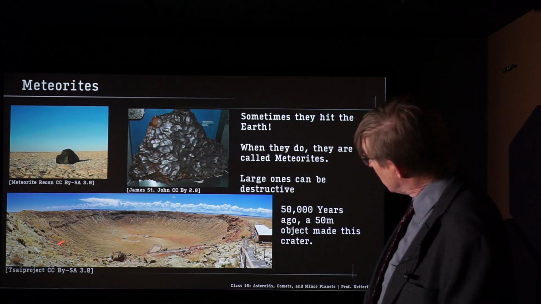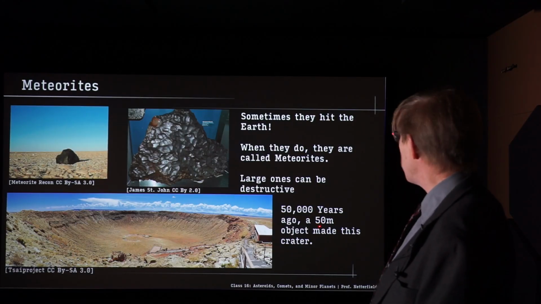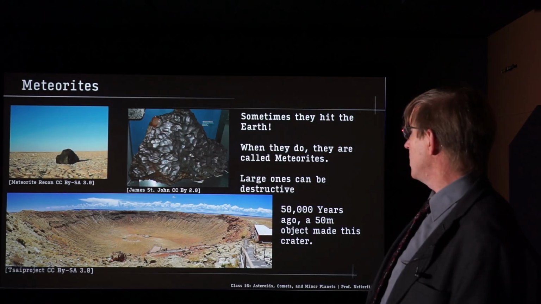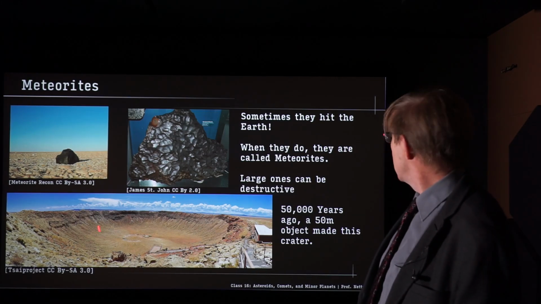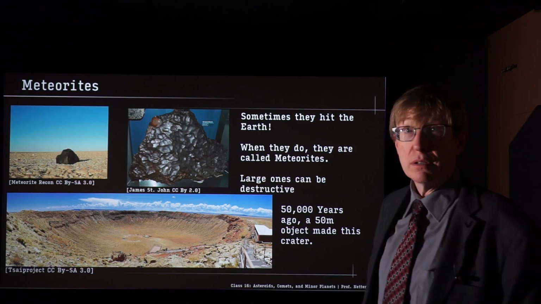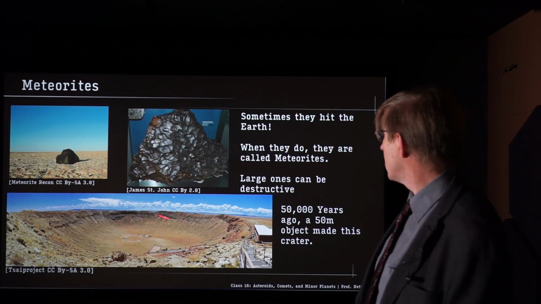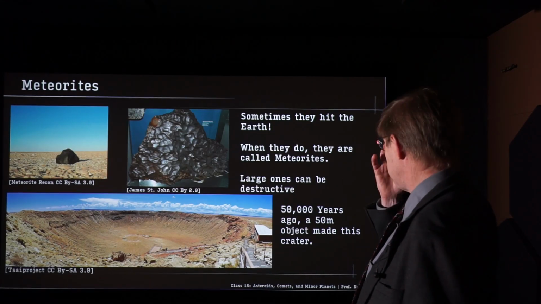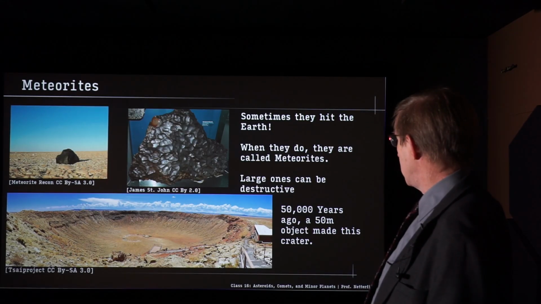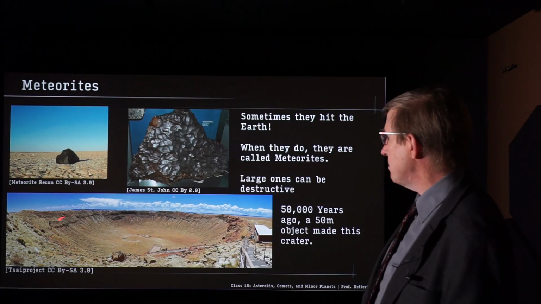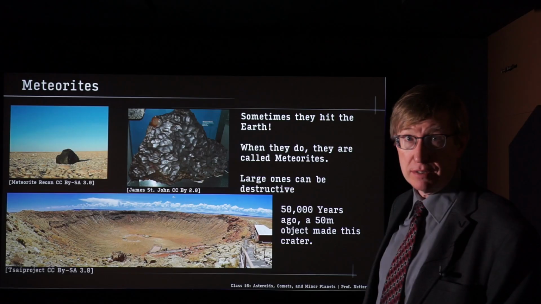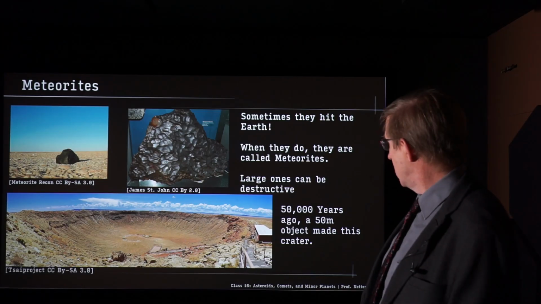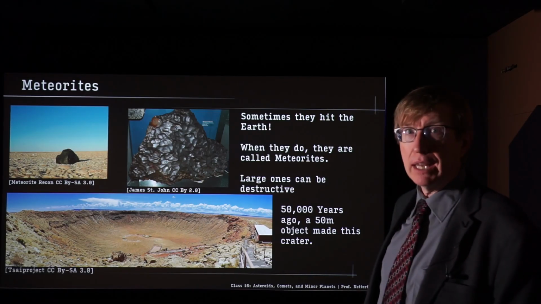Sometimes very large ones hit the Earth. 50,000 years ago, a 50-meter asteroid, or comet, we don't know, but it was an asteroid, we know it was an asteroid because it was iron, hit the desert in Arizona. This is Meteor Crater. This 50-meter object made this giant crater. Bennu is 10 times larger than this. So yeah, this could be bad if we get hit by a meteor.